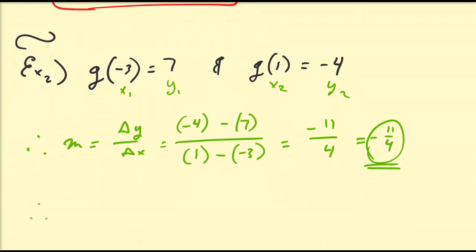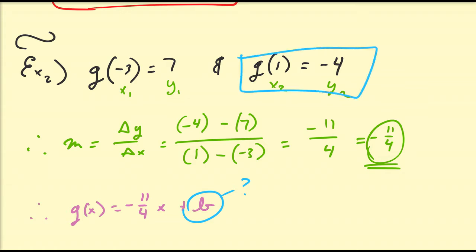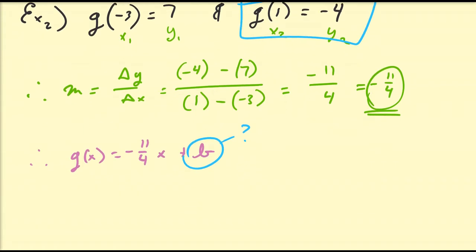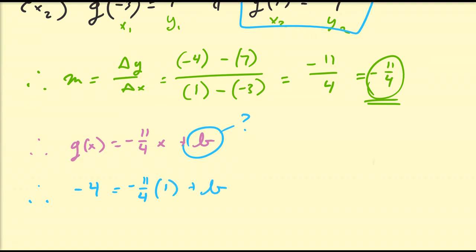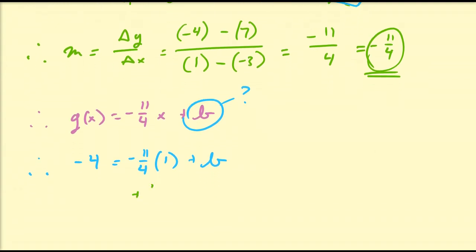So with this being said, our linear function g is of the structure negative 11 fourths x plus some constant b, and our goal is to figure out what this b is equal to. Let's use this point as an example. g must be equal to negative 4 when x is equal to 1. What b makes this true? So I'm going to add 11 fourths to both sides of this equation.